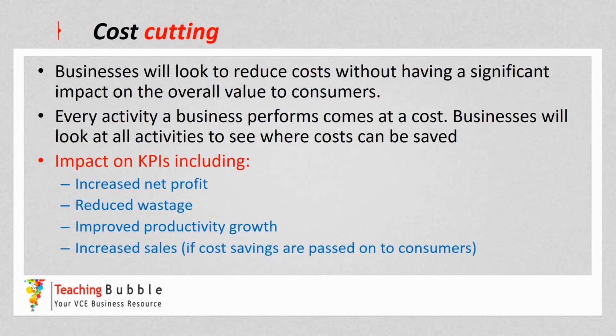Next, we're going to look at cost cutting. So businesses will often look to reduce costs, but they want to do so without having a significant impact on the overall value to consumers. Now, every activity within a business performs comes at a cost, and so businesses will look at all activities to see where the costs can be saved. Now that could be in response to poor net profit figures. So it could be that by reducing costs or cutting costs that they can increase net profit. Reducing wastage if they're able to cut costs by reducing the amount of wastage that they have been receiving.